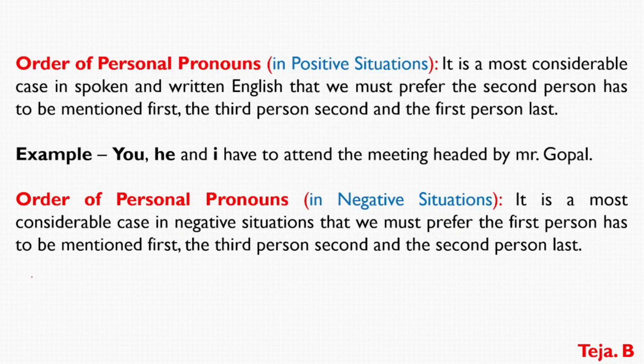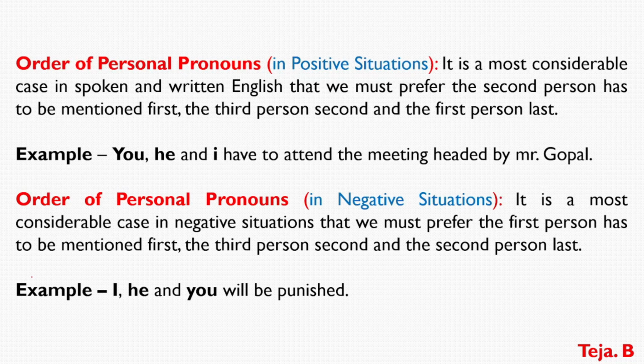If it is a negative situation, when you are talking about a negative situation including these pronouns, we must use the first person first, third person second, and the second person last. For example, I, he, and you will be punished, because it is a negative situation. If it is a positive situation: you, he, and I have to attend the meeting headed by Mr. Gopal.